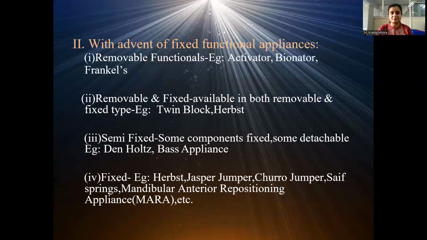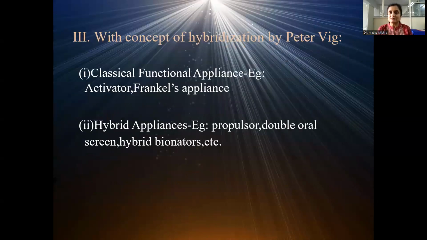With the advent of fixed functional appliances, they are classified into removable functional, for example, activator, bionator, or Fränkel's. Removable or fixed, available in both removable and fixed types, that is twin block and Herbst. Then semi-fixed appliances, that is some components fixed, some detachable, for example, bolts and bars appliance. And another one is fixed appliances, that is Herbst, Jasper jumper, Churro jumper, SAFE springs, mandibular anterior repositioning appliances, etc. Now, with the concept of hybridization of Petrovic, they are classified into classical functional appliances, for example, activator and Fränkel's appliance, and hybrid appliances, that is propulsor, double oral screen, hybrid bionators, etc.